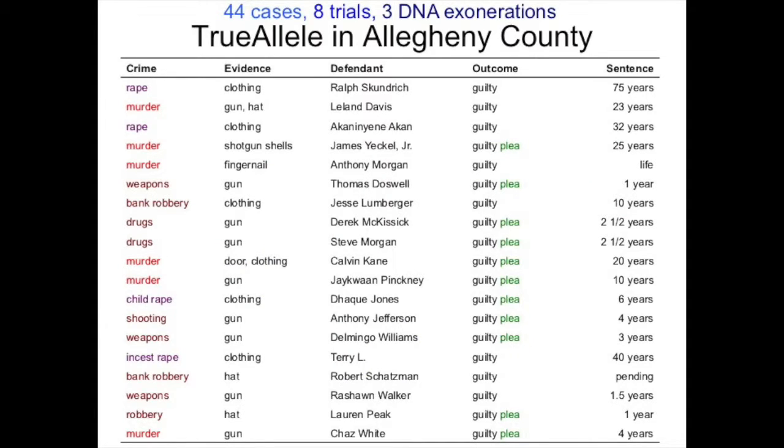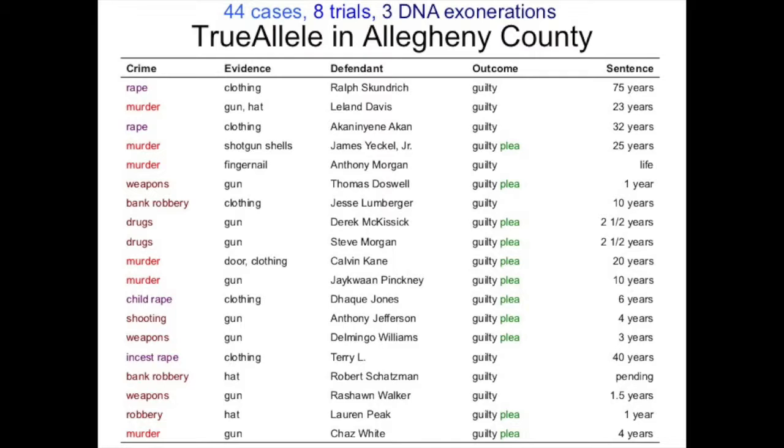So in Pennsylvania, so far, Cybergenetics has worked on over 75 cases. In Allegheny County, we've worked on 44 cases. We've had 8 trials. There have actually been 3 DNA exonerations when we showed that there was a negative number and a person was not associated with a crime. If you look at this table, these are the guilty outcomes that I know about so far. There are about 20 of them.